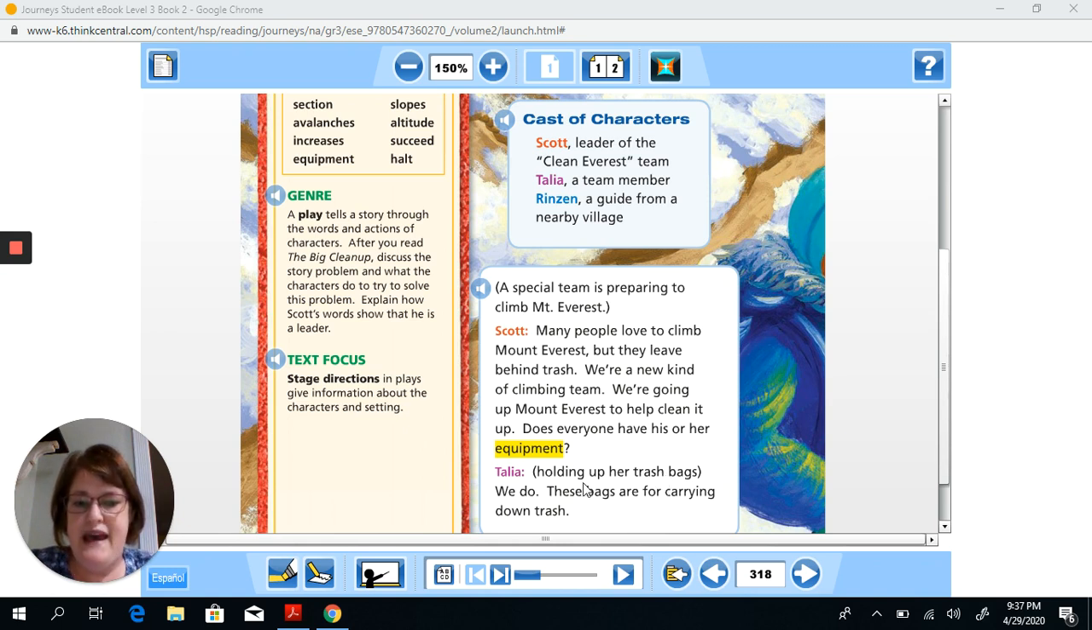Talia holds up her trash bags. These are some of the stage directions here. Also, if you were Talia acting this out on a stage, you would know what to do. So that's why they call them stage directions. It also helps the characters to know what they're supposed to be doing. We do. These bags are for carrying down trash.